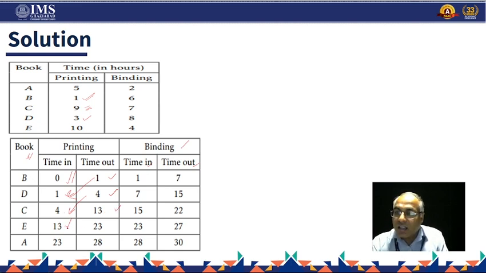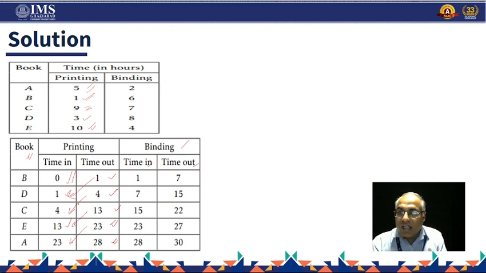Now at 13, how much time is E taking? E is taking 10 hours for printing. So 13 plus 10, 23. This will be 23 here. Now 23 will come over here as it is. Now book A, how much time is it taking for printing? A is taking 5 hours for printing. 23 plus 5, 28. So the printing machine will be free at 28.